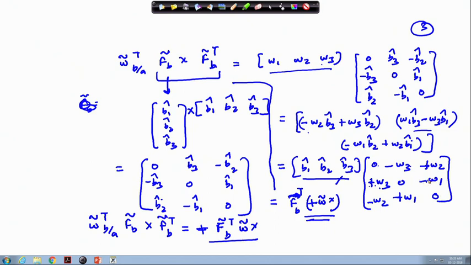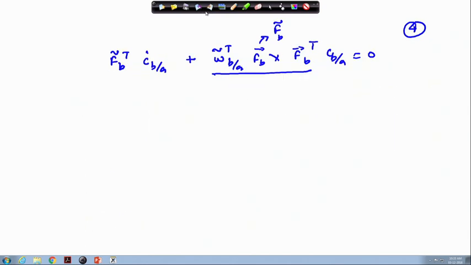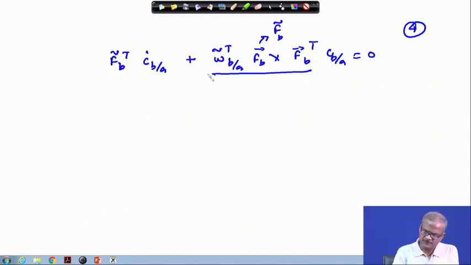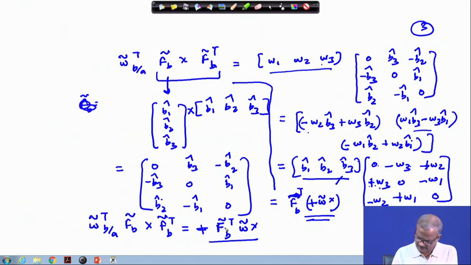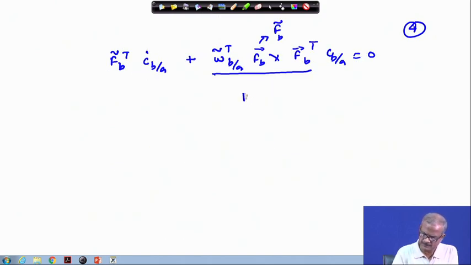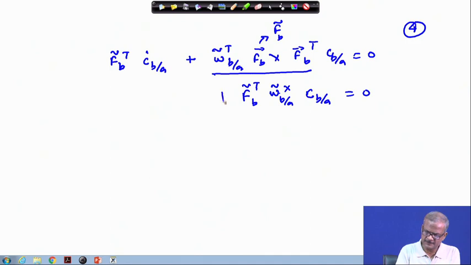Now, using this we can replace this whole part. So, we pick up this particular part, F tilde transpose B times omega cross, okay. This is F tilde transpose B times omega B slash A tilde cross, and then this is C B slash A, right hand side this is 0, and this is F B tilde transpose C dot B slash A.